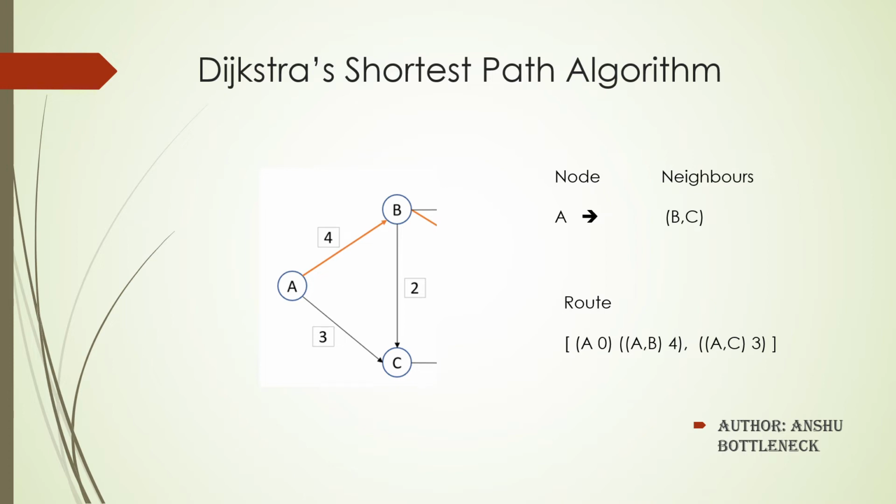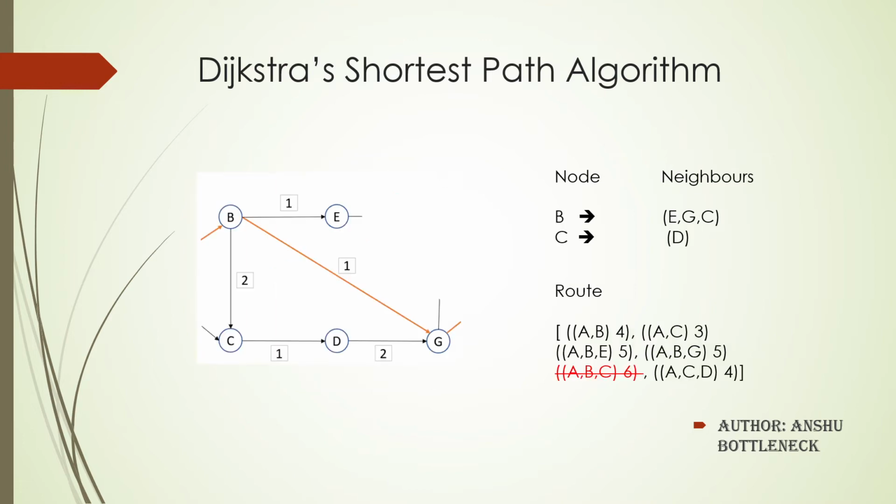You see the neighbors for A are B and C. So the route will start with A0. Initially the source is A and there is no weight, so it is 0. Now it will go to the next node, that is B, so the weight is 4. Similarly it goes to the next node C, then the weight is 3. So all these three paths are unique, so they are appended.